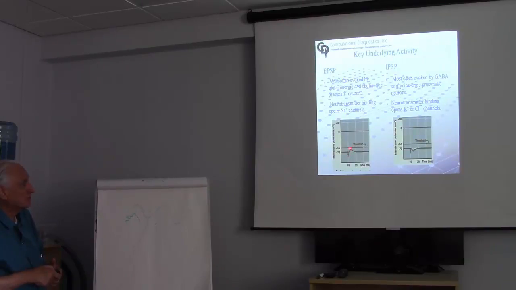When you depolarize a neuron with an EPSP, you're increasing the probability that the neuron's going to fire. It doesn't guarantee that it's going to fire. It changes the probability that it's going to fire. When you hyperpolarize the neuron with an IPSP, you're not guaranteeing that the neuron isn't going to fire. You're changing the probability that it's going to fire.